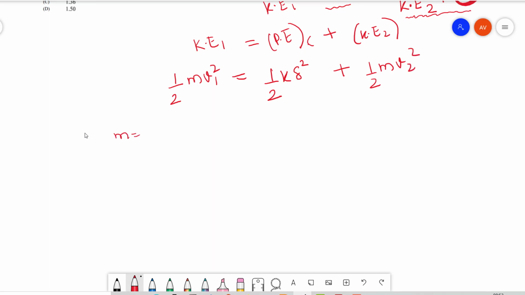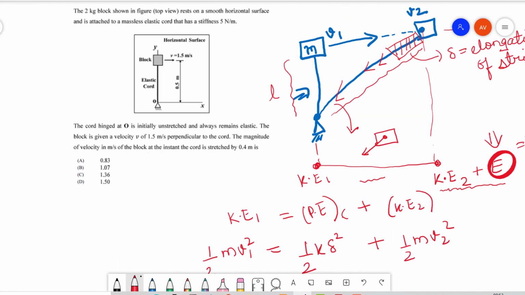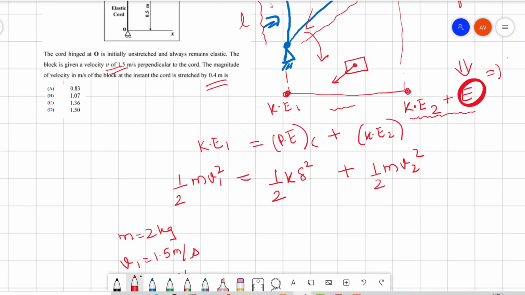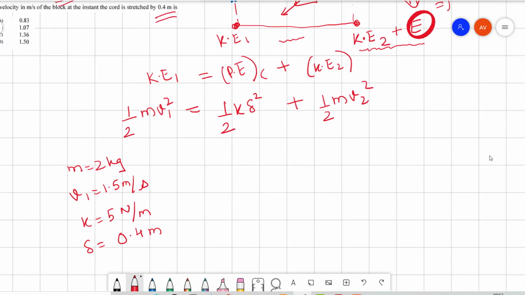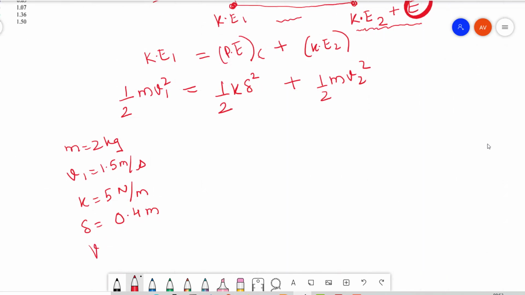Now we know that m is equal to 2 kg. You have v1 equal to 1.5 meter per second, and your stiffness is 5 Newton per meter. Your stretch is given as 0.4 meter. Let me just verify that. Yes, you can see here these are the values being given. So now I have to find the velocity, that is v2. v2 is the velocity when my stretch is 0.4 meter.